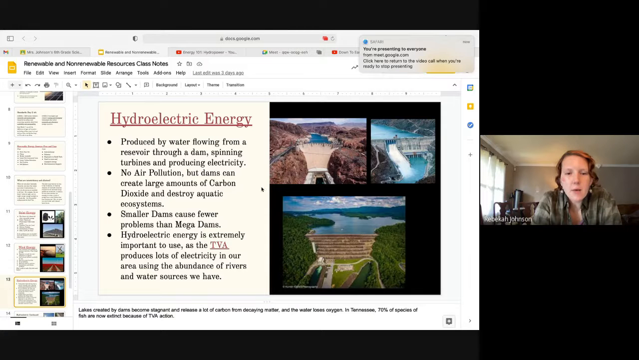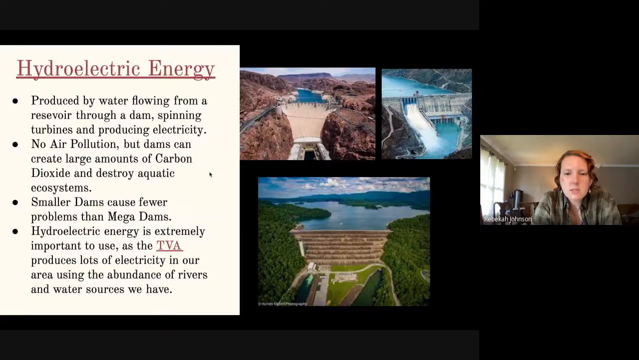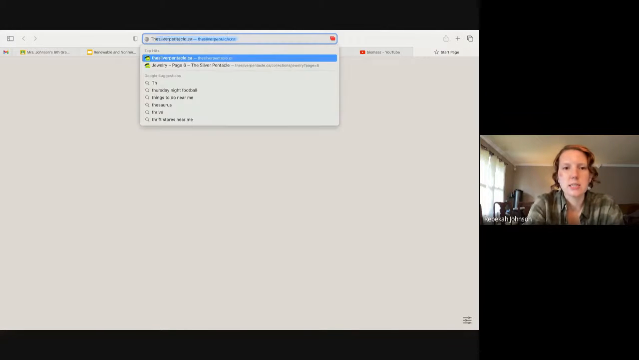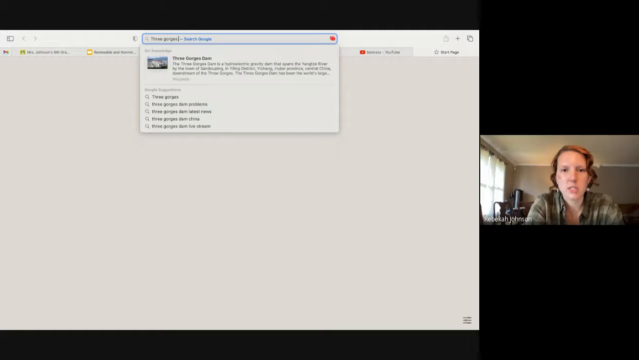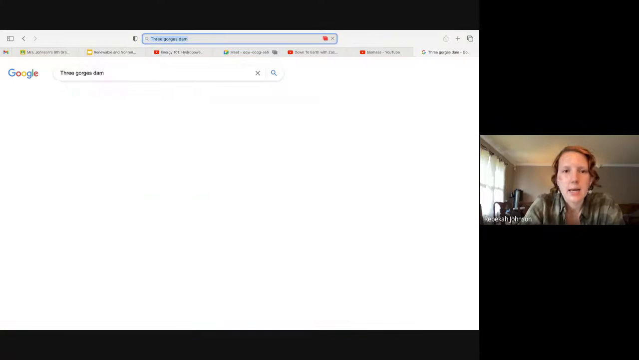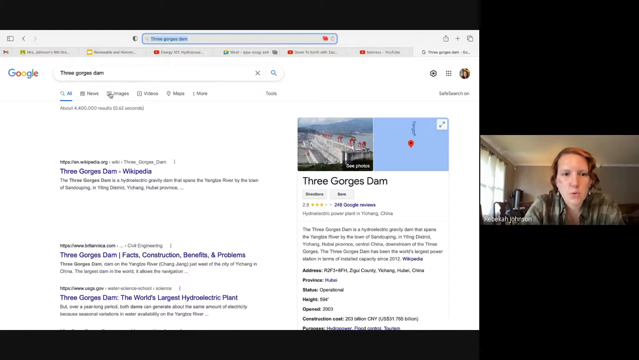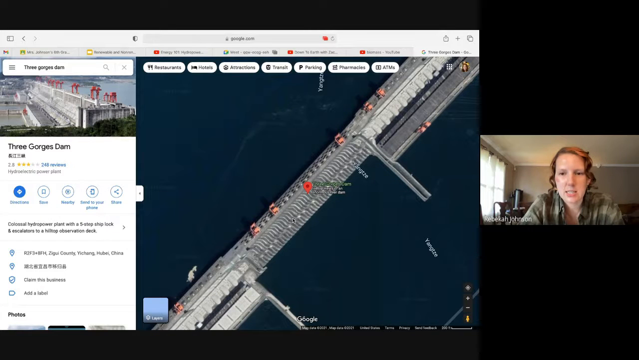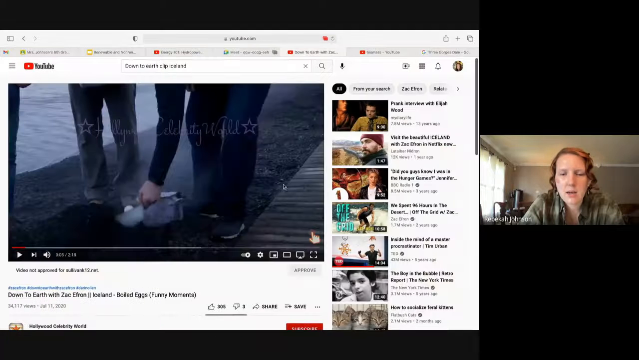Here we go. Whereas there's not explicitly any air pollution created from this, one of the problems is in these reservoirs, and especially if we look at really big mega dams, like the Three Gorges Dam in China, which is currently the biggest dam. I'm going to show you on a map exactly how much water this dam holds back.